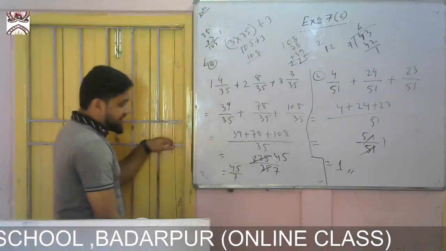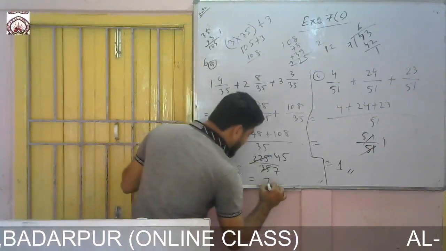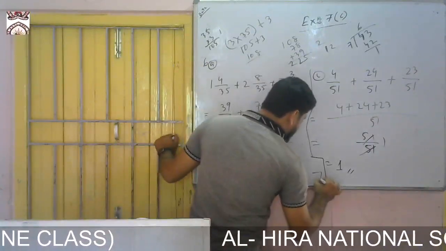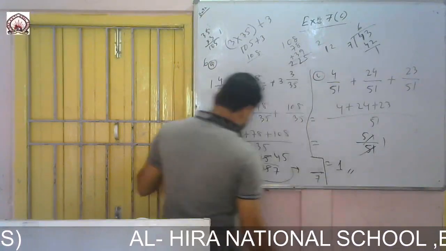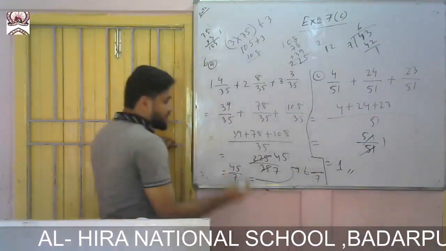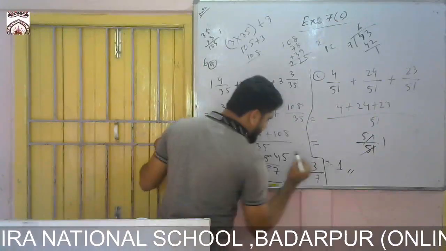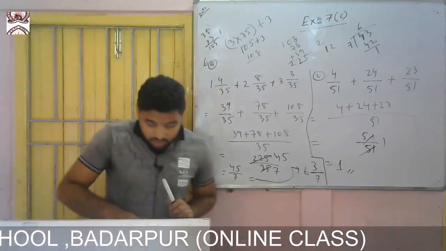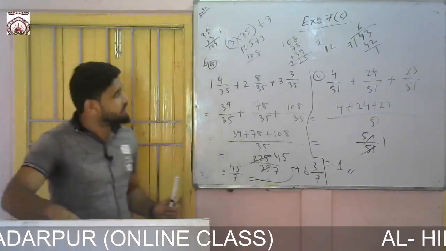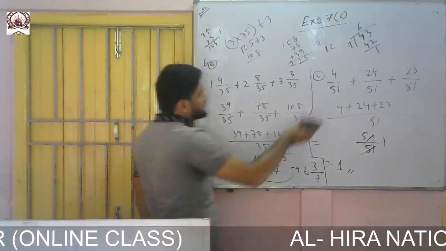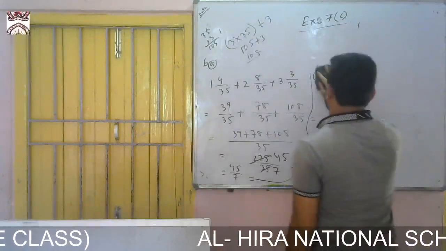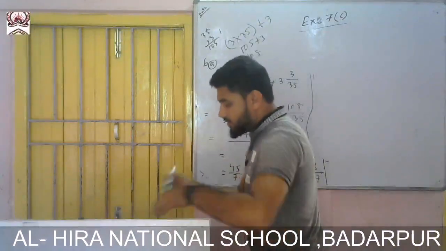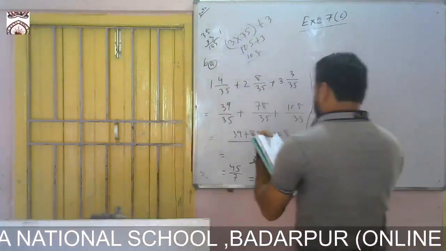So if it is 45 by 7, then I can take this one into mixed fraction right here, okay. 7 6s are 42, 43, 44, 45, remain what, 3, okay. 6 3 by 7. So this is the correct answer. Okay, now come to question number C. So question number C, what is there?